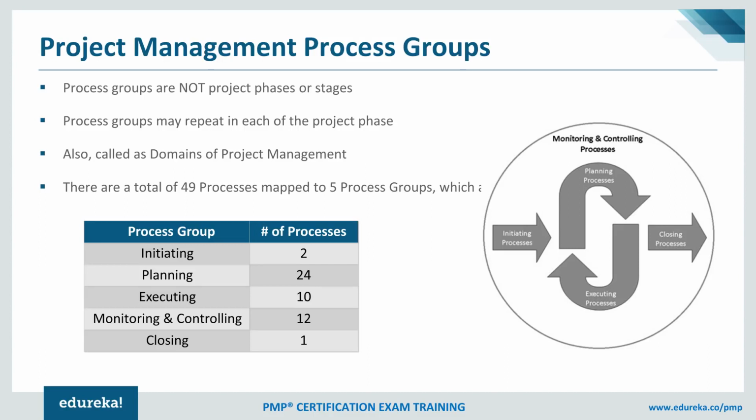These process groups encompass almost 49 processes, and these are mapped to the 49 processes. So, for example, initiating has 2 processes, planning 24, executing 10, monitoring and controlling 12, and closing has only 1 process.